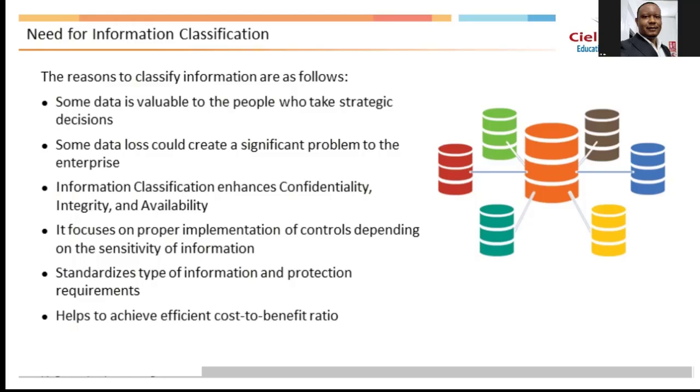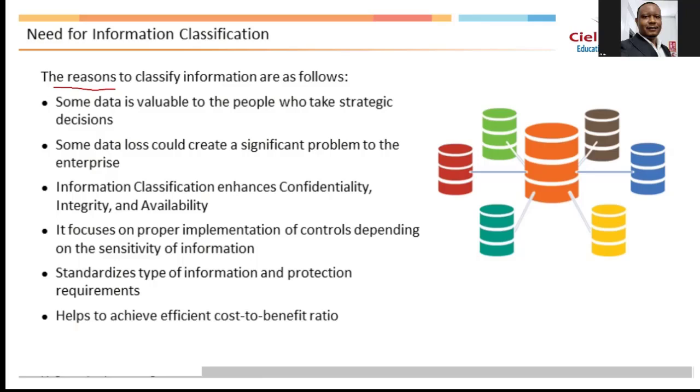People have different reasons why they do information classification. The same also in an organization, we should classify information so that only people who need certain information to be able to do their work would have access to such information. And that's why we mentioned that the reasons to classify information would include the following. One, some data is valuable to people who take strategic decisions. So you don't want that data to be at the beck and call of every other person.